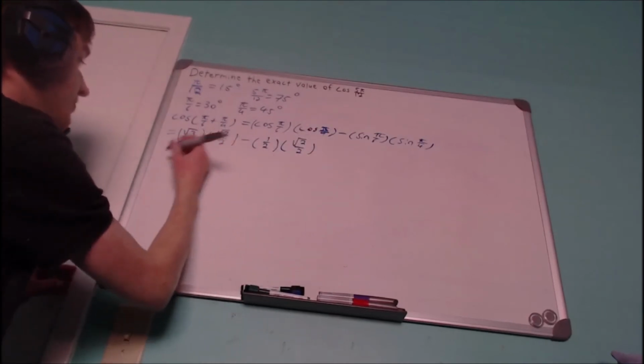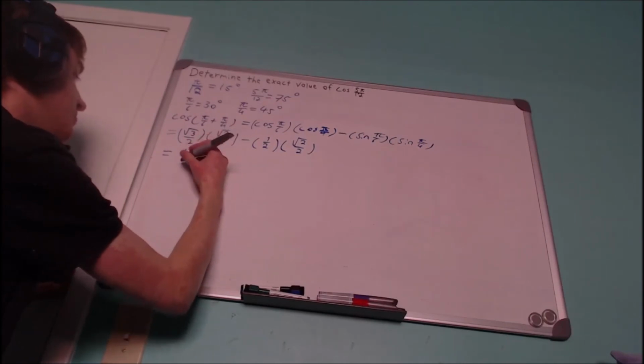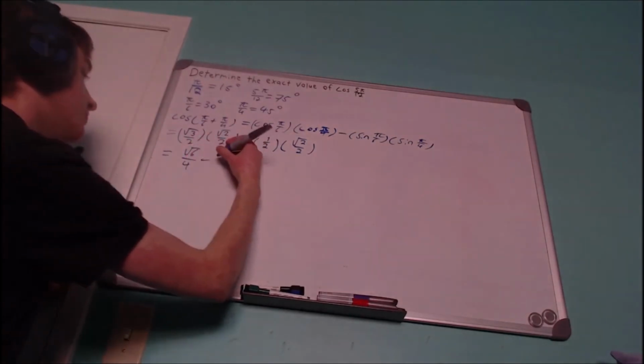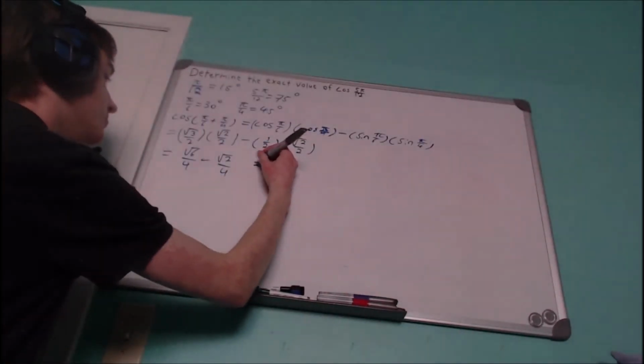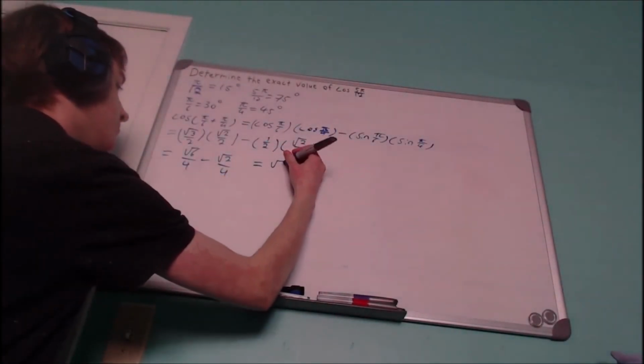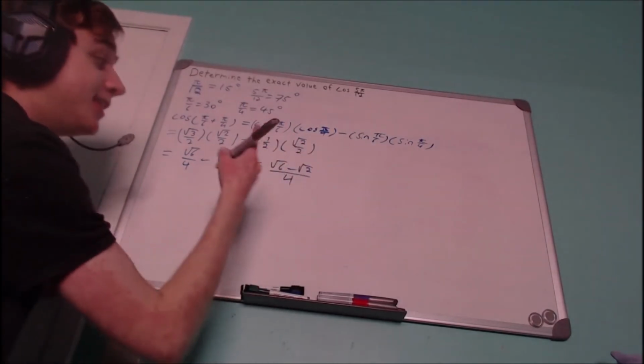So we can multiply this all out. Root 3 times root 2 is root 6. 2 times 2 is 4, minus root 2 over 4. Perfect, they have the same denominator. So this turns out to be root 6 minus root 2 over 4. And that's the exact value.